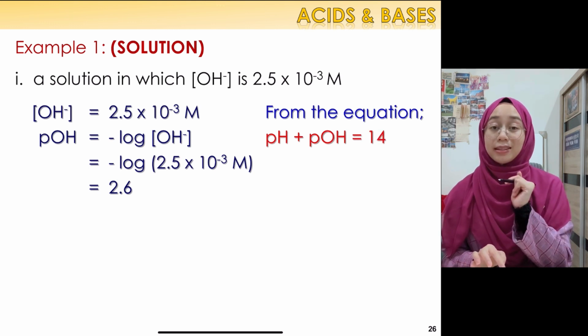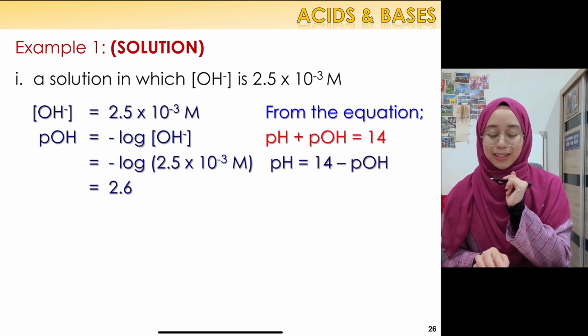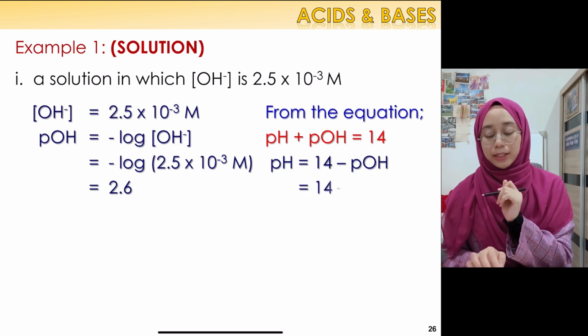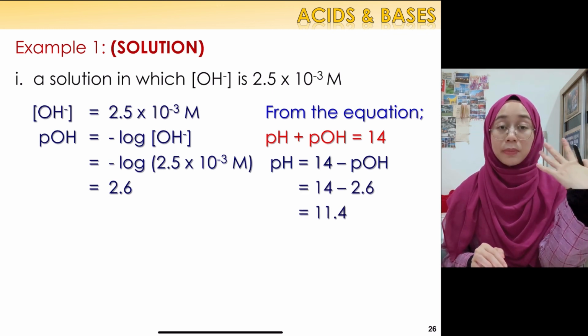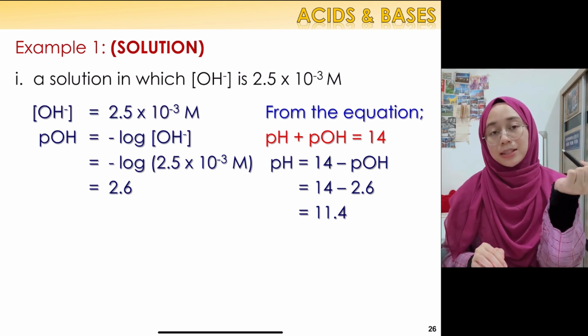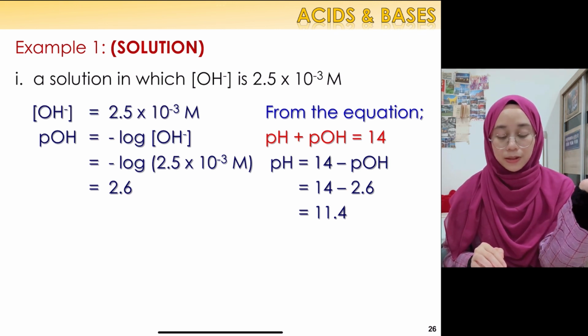So can we find pH now? Yes, boleh. Okay, jadi basically pH equals to 14 minus pOH. So kita akan dapat 14 minus 2.6, 11.4. Dan does it make sense? Yes, it does make sense. Okay, sebab dia punya concentration of OH minus is very high actually.